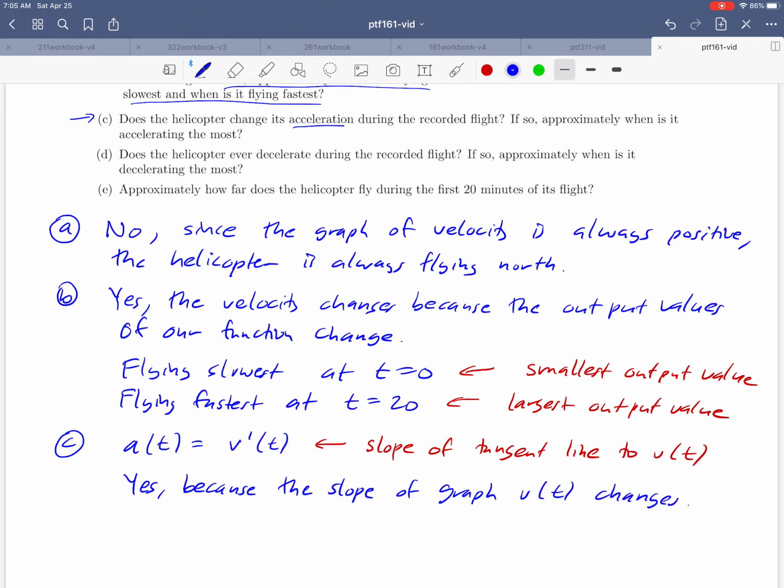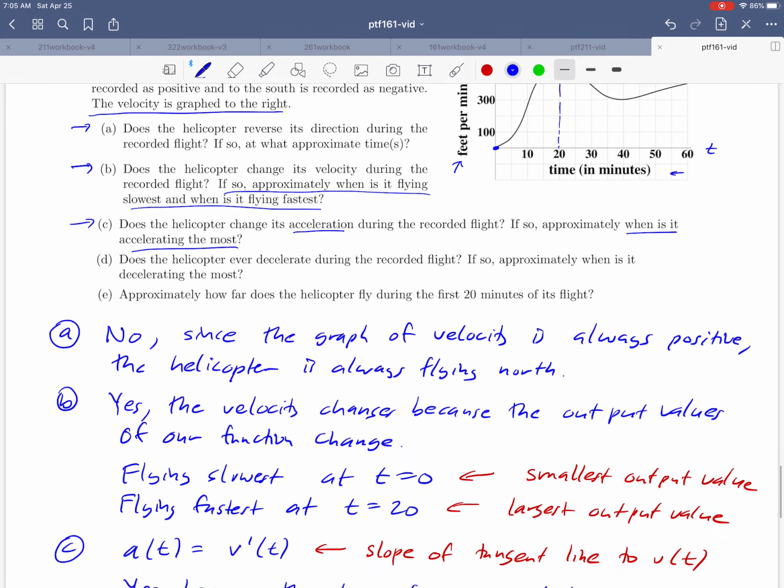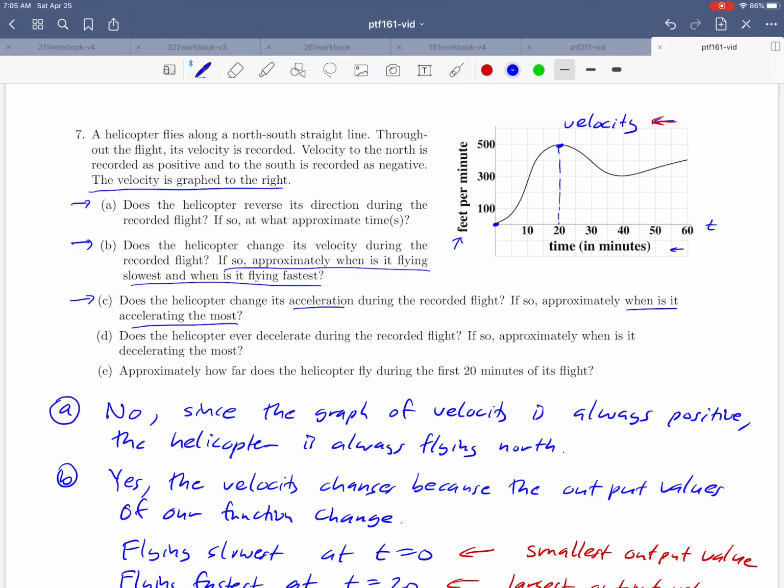And the second part of that question is, oh, whoops, I'm sorry, we're looking at C here, not D. And the second part of it is asking, when is it accelerating the most? Well, that would be like asking you, where is the slope of the tangent line the most positive? Where do we get the steepest positive tangent line slope? Okay, let's scroll up and see if we can take a guess about that.